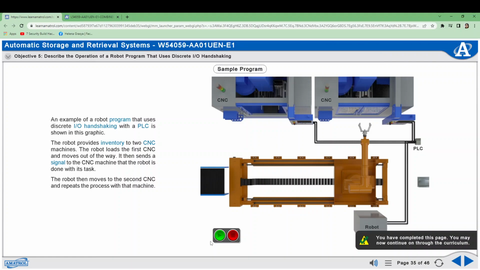One type is sockets messaging. Sockets messaging is used when Rockwell PLCs communicate with non-Rockwell products. The PLC opens a socket connection with the robot at the beginning of the program.